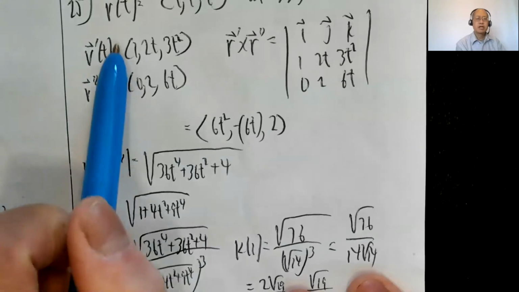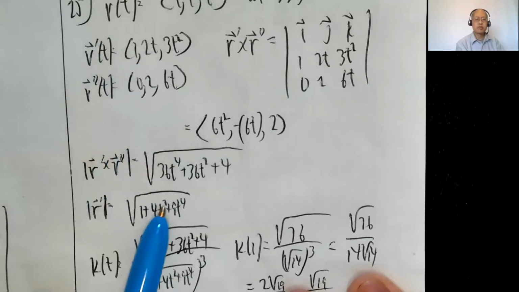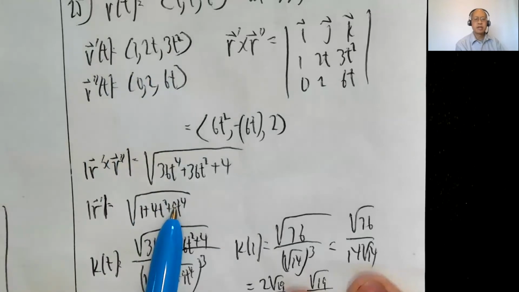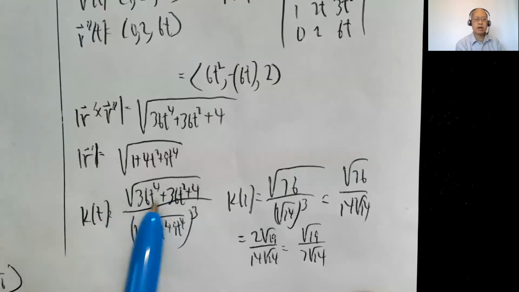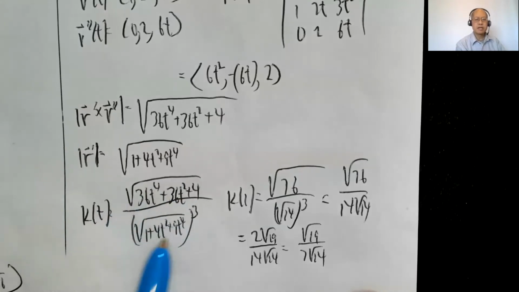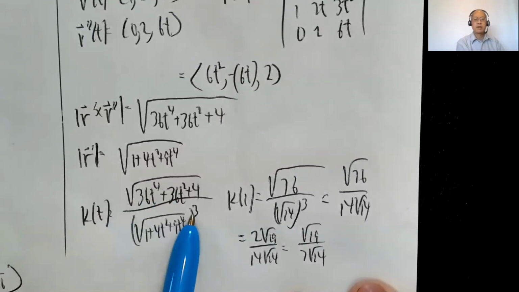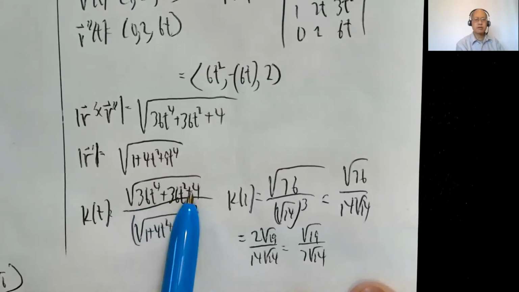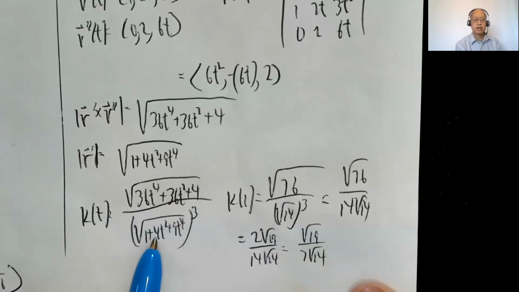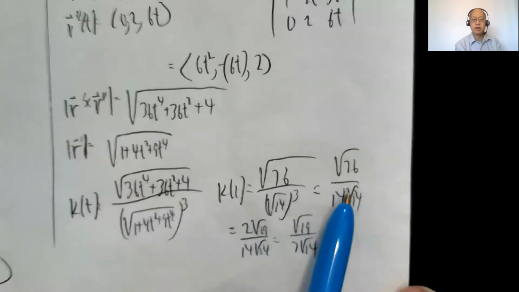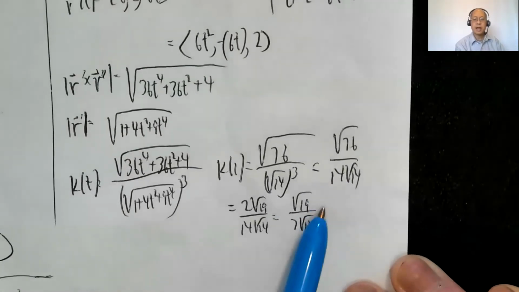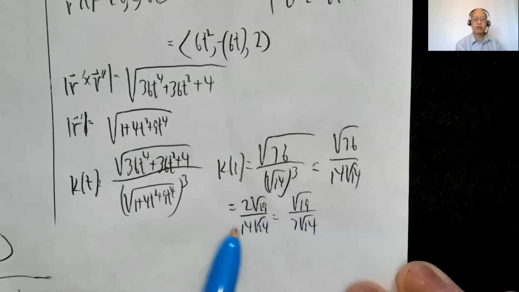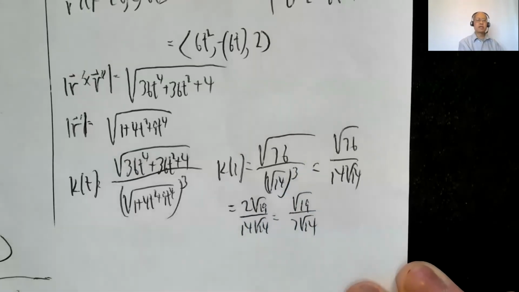Magnitude of r prime is the square root of 1 squared plus 4t squared plus 9t to the 4th. Okay, so kappa is the magnitude of the cross product over this mess cubed. Plug in 1: 36 plus 36 plus 4 is radical 76. Plug in 1, so I have radical 14 cubed, which is radical 76 over 14 radical 14. That comes out to be 2 radical 19 over 14 radical 14, which is radical 19 over 7 radical 14.